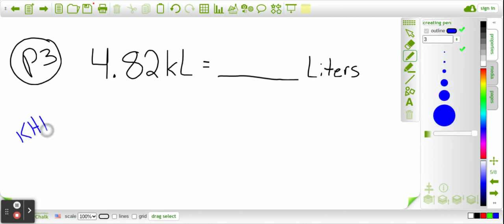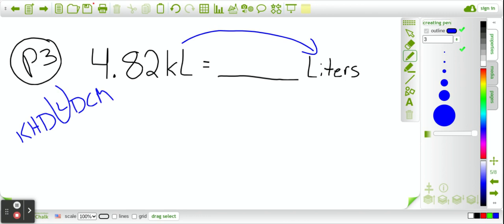King Henry danced unusually, drinking chocolate milk. Liters. Going from kiloliters to liters. Well, I don't even need King Henry for that. I know that the kiloliters are the big units. That means the liters are smaller than the kiloliters, so I will be multiplying.